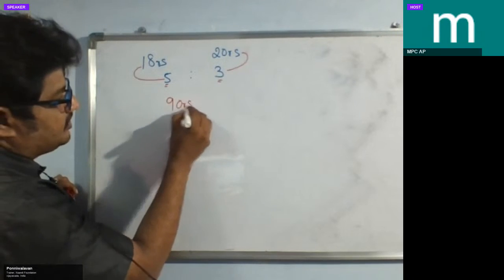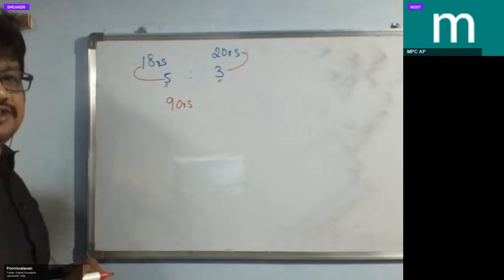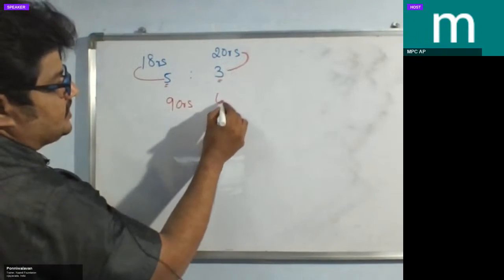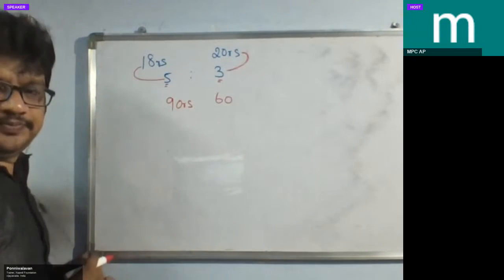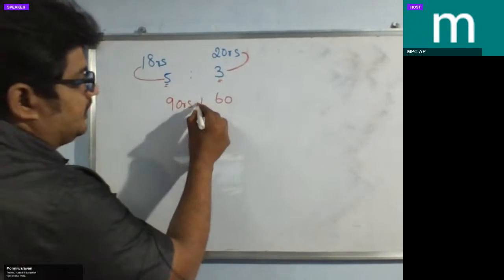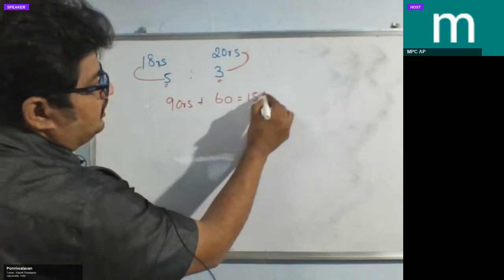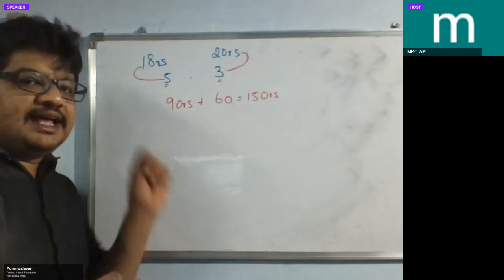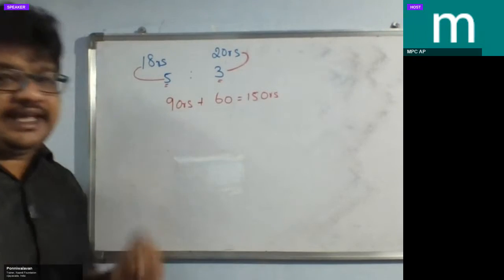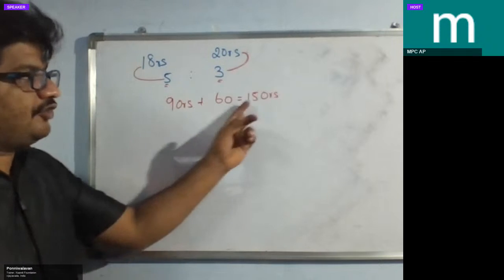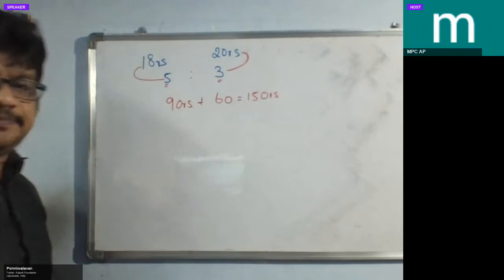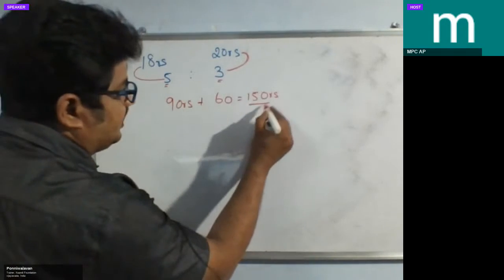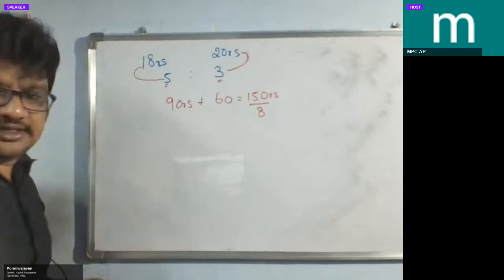90 rupees, right? What is the total worth of this 3 kg? It is 60 rupees. So what is the total worth? 150 rupees. That 150 rupees is for how many kgs? 8 kgs. Suppose you want it for 1 kg, divide it by 8.